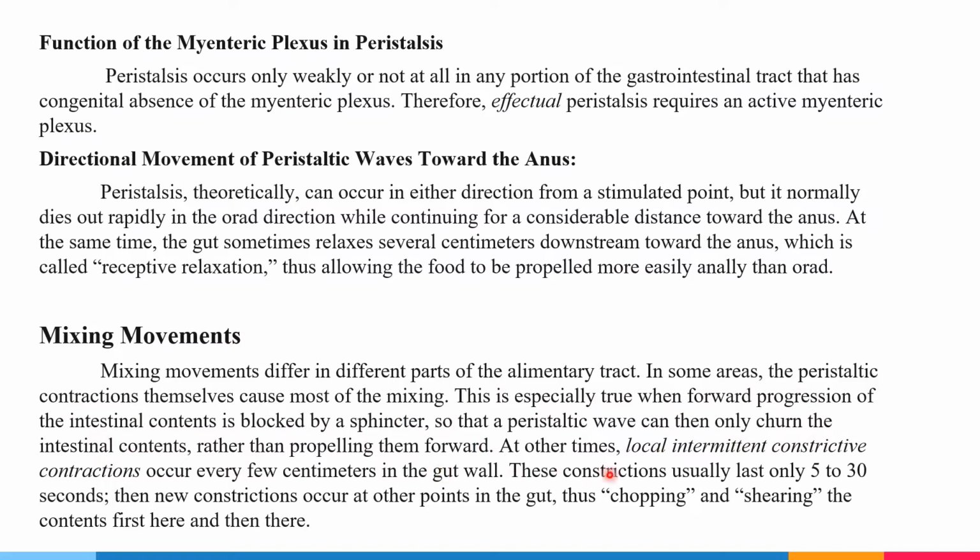At other times, local intermittent constrictive contractions occur every few centimeters in the gut wall. These constrictions usually last only 5 to 30 seconds. Then new constrictions occur at other points in the gut, thus chopping and shearing the contents first here and there. And thus the entire food is chopped up into small pieces and mixed together for digestion to occur effectively.